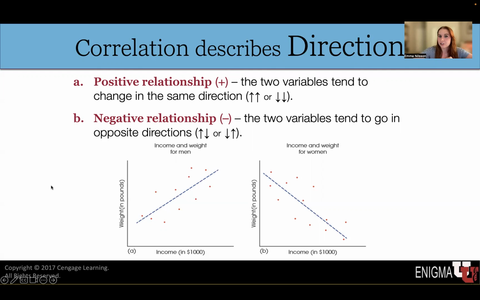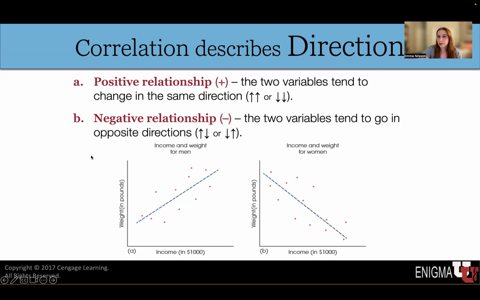A positive relationship is when the two variables change in the same direction. They either both increase or both decrease, but either way they're changing together. An example of that is income and weight for men. As we can see here, as income increases for men, weight also increases. We see that relationship.